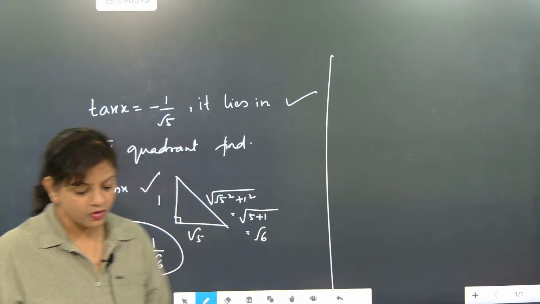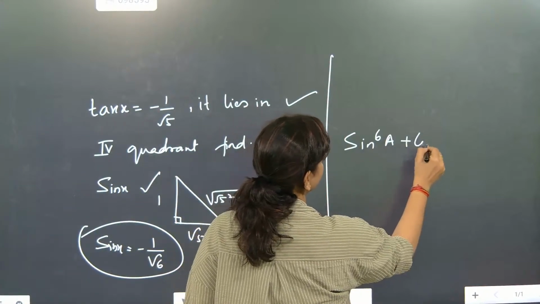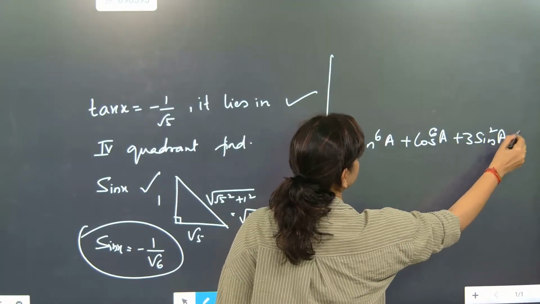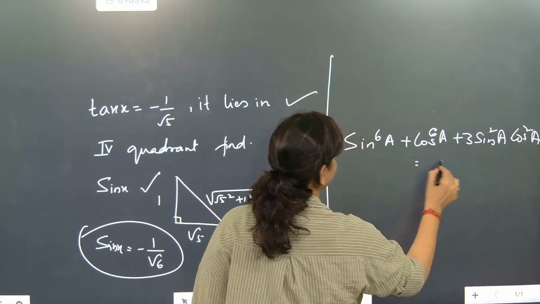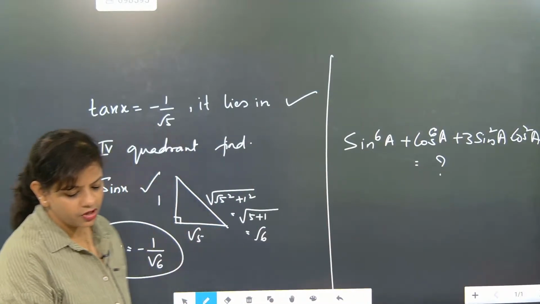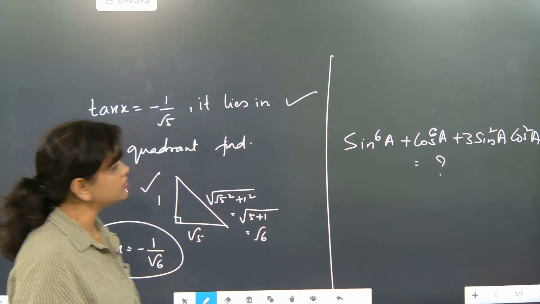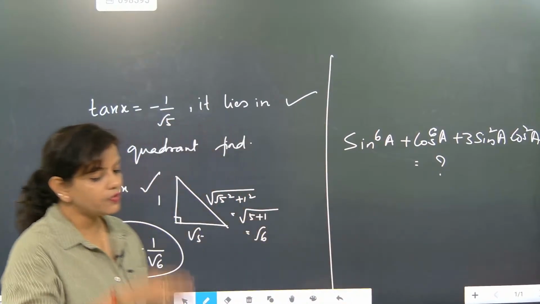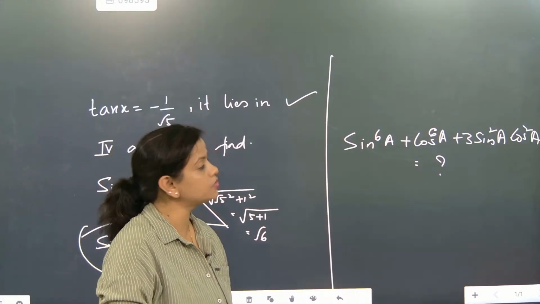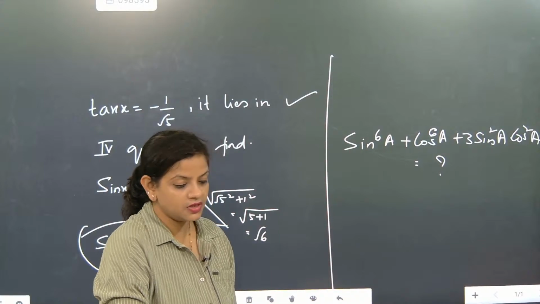Now look here, second question. Solve this question: sin to the power 6a plus cos to the power 6a plus 3 sin square a cos square a is equal to what? How are you going to solve this question? Just try this question. How to handle it?